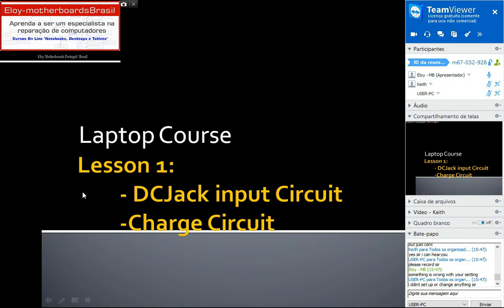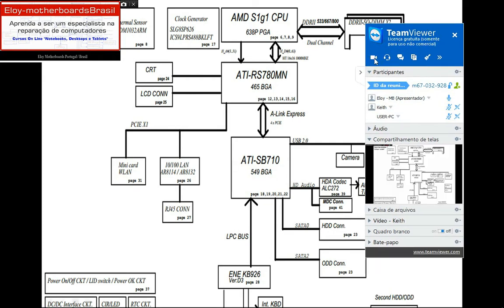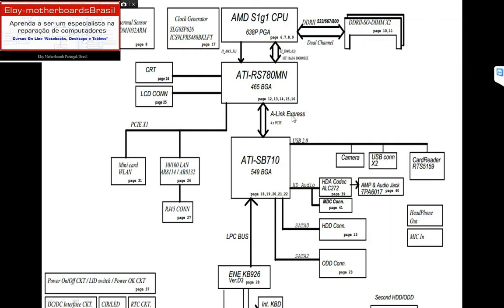So let's start. As always, in all my courses I start with the block diagram. Let me just close this TeamViewer that is still open. As always, in all my courses, I start with the schematic of the motherboard that I will teach, and let's start by talking about the VIN, the voltage input circuit on the motherboard.